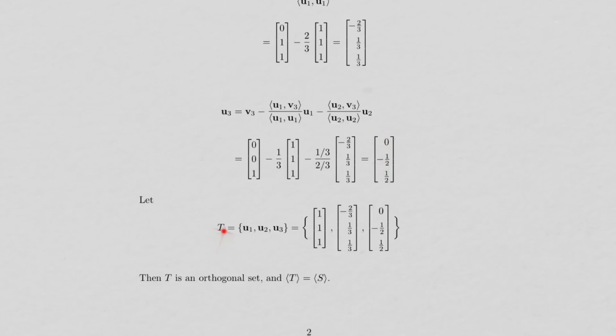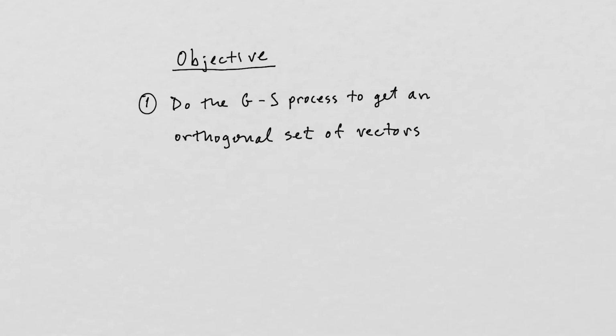So if I let T be the set containing these vectors u1, u2, u3, then T is an orthogonal set by the Gram-Schmidt theorem, and the span of T is equal to the span of S. And that's it. So that's how you do the Gram-Schmidt process on a set of vectors to get an orthogonal set.